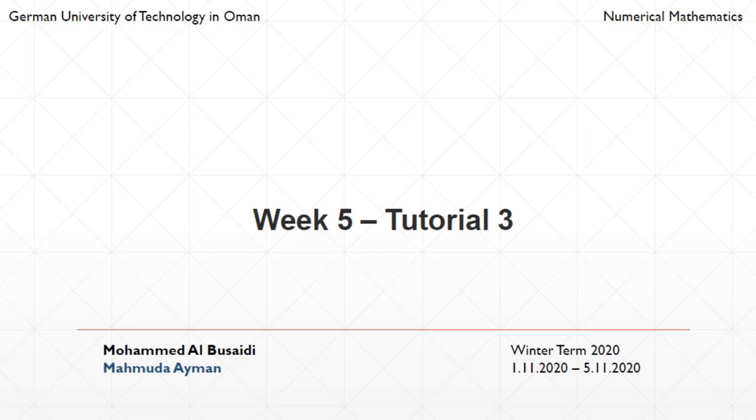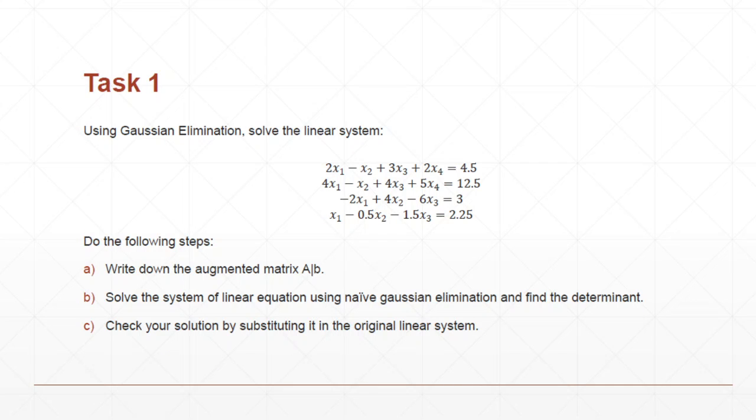Hi everyone, this is week 5 tutorial 3 and today our first task is about Gaussian elimination, where we're given 4 linear systems and we have to do the following steps given to us. Part A is asking us to write down the augmented matrix A given B, and you will take the matrix A and B from the linear systems given to you.